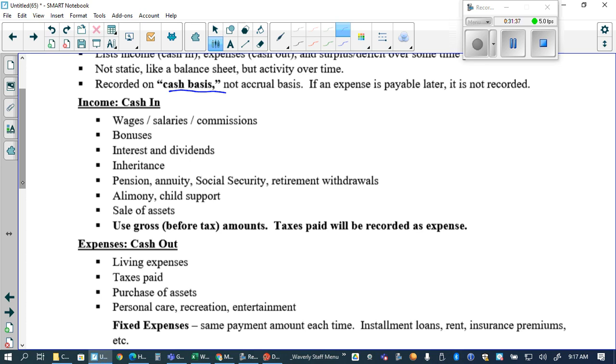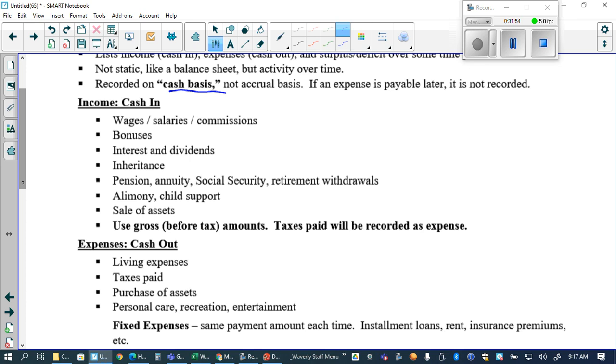And you're going to use gross amounts on this, before tax. So look at your pay stub. Does anybody ever look at their pay stub? Who has a job in here? You do? You ever look at your pay stub? No, look at your pay stub. Maybe it's online.